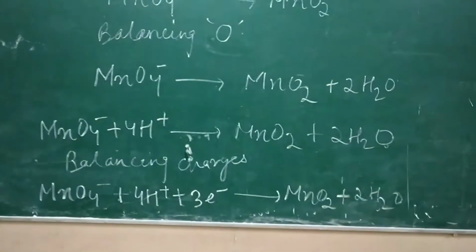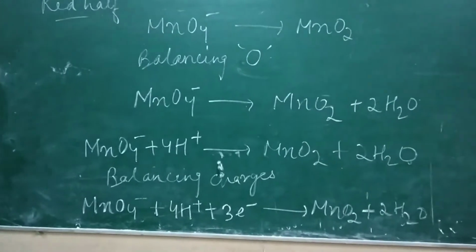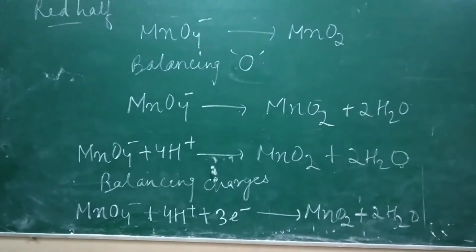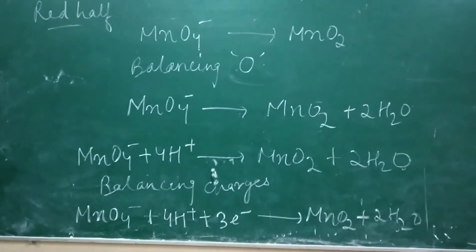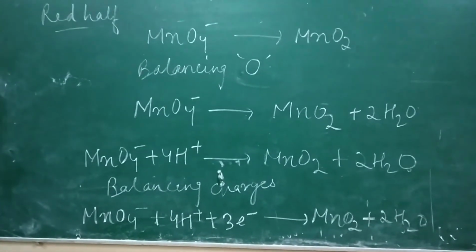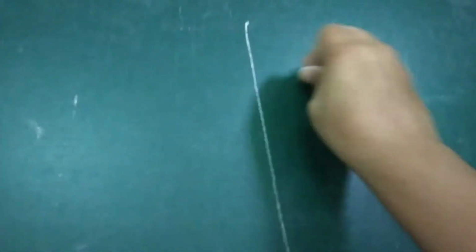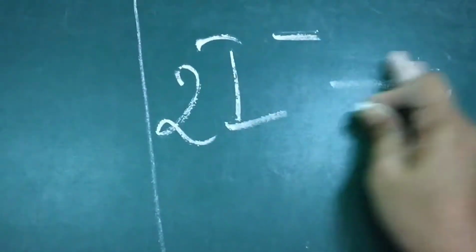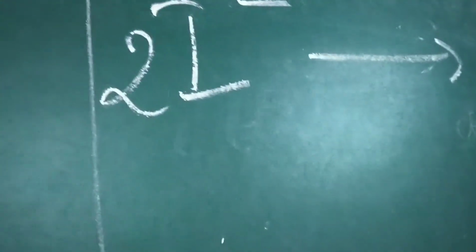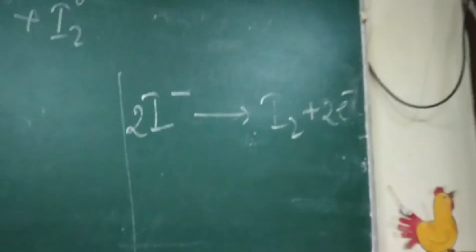Okay, so now the charges are also balanced. The oxidation half we have balanced earlier, and now we have balanced the reduction half. So the next step is to add the oxidation half and the reduction half. Our oxidation half was 2I minus giving I2 plus 2 electrons.